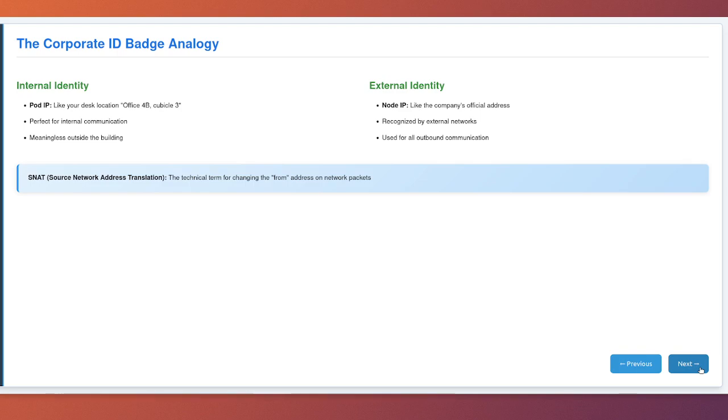That's exactly what IP masquerading does for your pods. The pod's internal IP address is like your cubicle location. Perfect for internal use. But when that pod needs to make an API call to an external service, download a container image, or connect to a database outside the cluster, GKE's networking layer swaps out that internal cubicle address with the node's official corporate address. An IP that external systems can route to and understand.